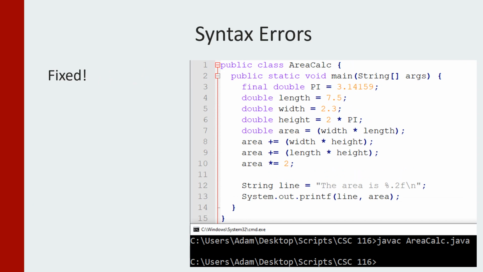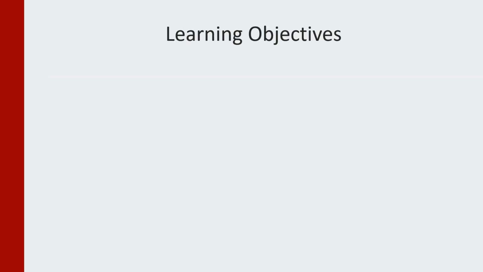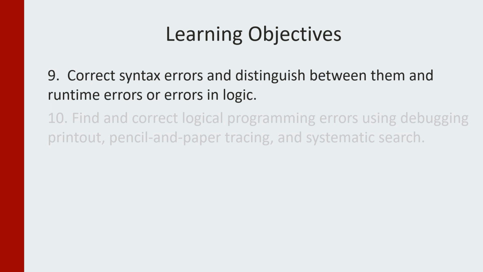Great. So now the code is fixed. You are going to compile it, and everything seems fine. So let's look at our learning objectives again. We've just seen what a syntax error looks like. It was the missing parentheses in our case. Now I said we want to be able to distinguish syntax errors from runtime errors or errors in logic. So, of course, we need to know what a runtime error and an error in logic look like in order to be able to distinguish.